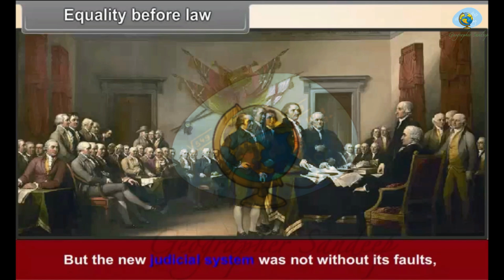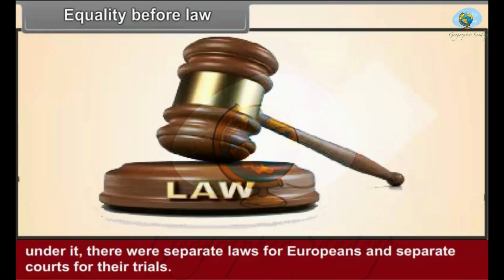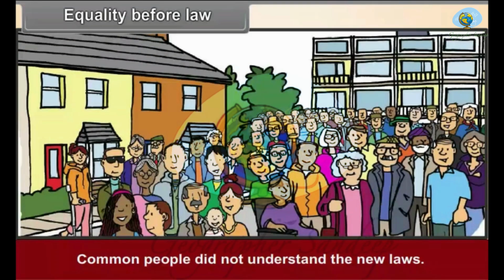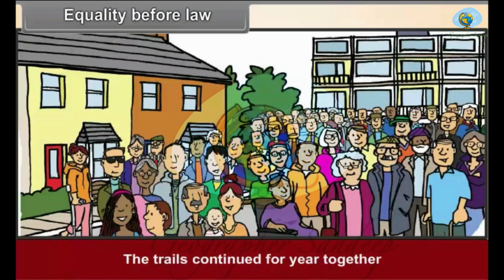But the new judicial system was not without its faults. Under it, there were separate laws for Europeans and separate courts for their trials. Common people did not understand the new laws. For them, justice was very expensive. The trials continued for years together.